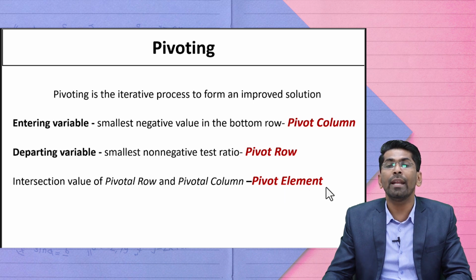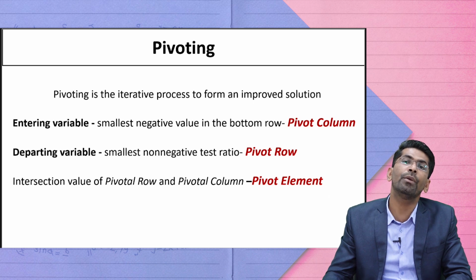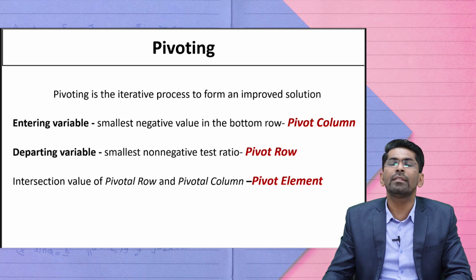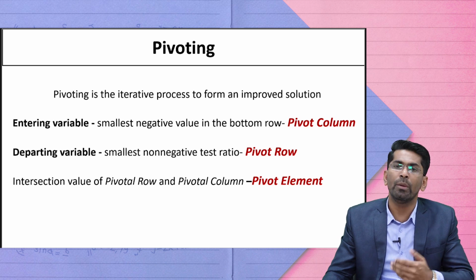So the coefficient at the intersection of the pivot row and pivot column is marked as the pivot element. We will do all these things using the example so that it will be more clear.